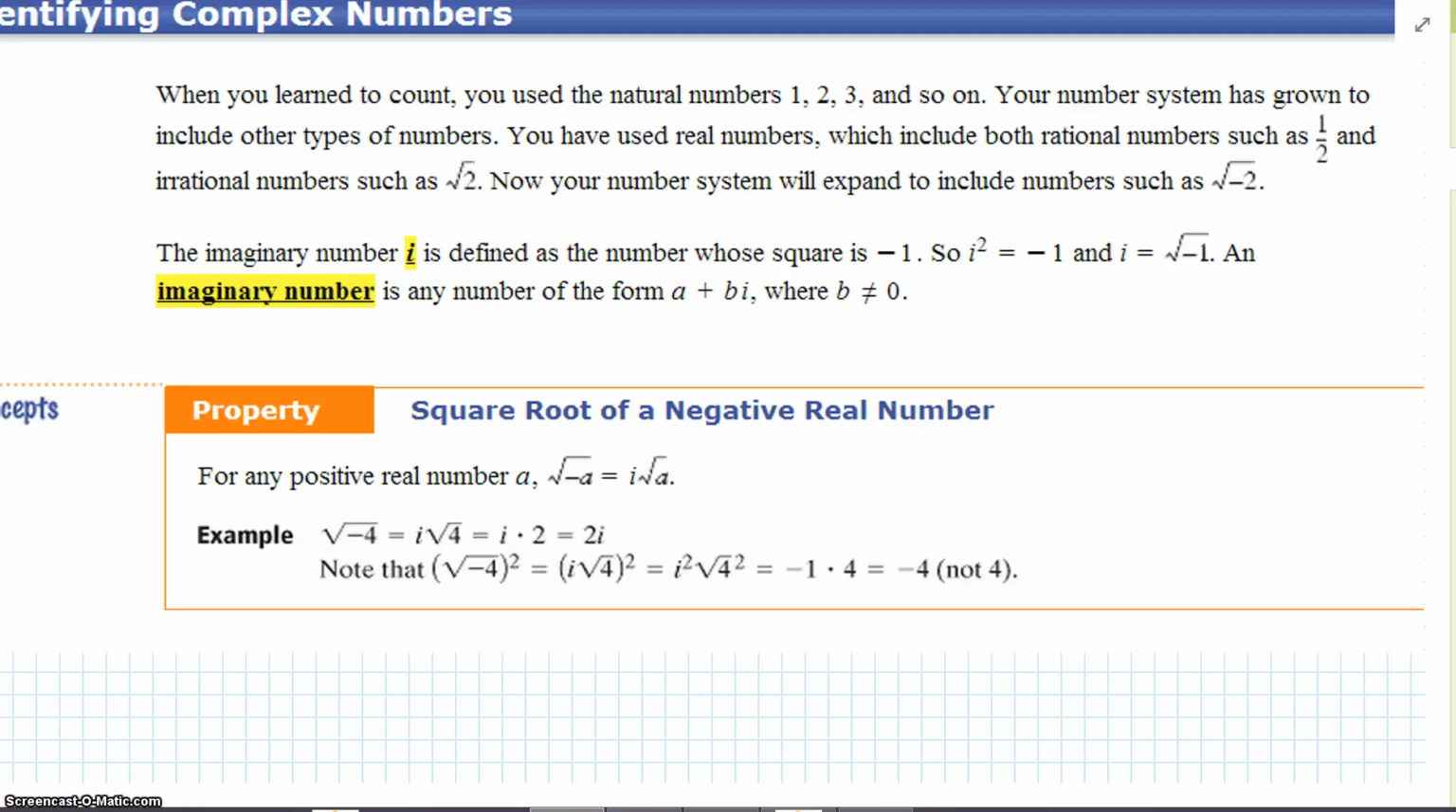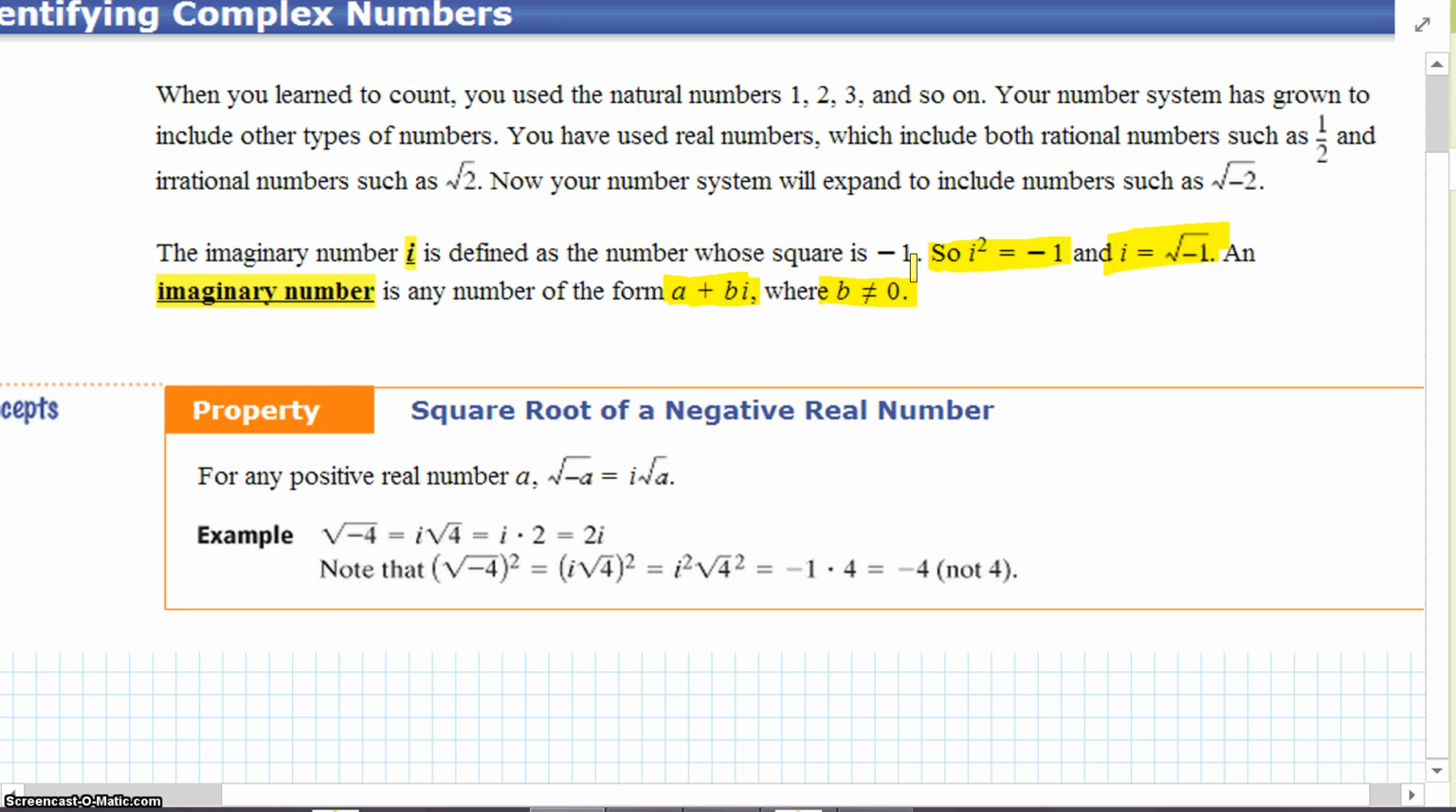square root of -2. The imaginary number i is defined as a number whose square is -1. So i squared equals -1. And in essence, i equals the square root of -1. An imaginary number is any number in the form of a plus bi, where b is not equal to 0. So here's what we need to know.